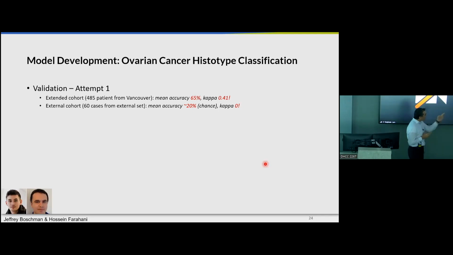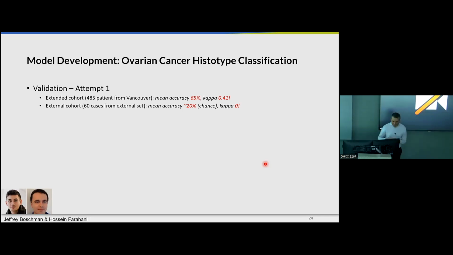And the interesting thing is that on the external cohort, the accuracy went down to 20%. Again, chance here is 20% because you have 5 classes. That's why it's 20%, not 50%. So basically, it was just chance, and kappa was 0. Okay, so that was a bummer. So it's not working.